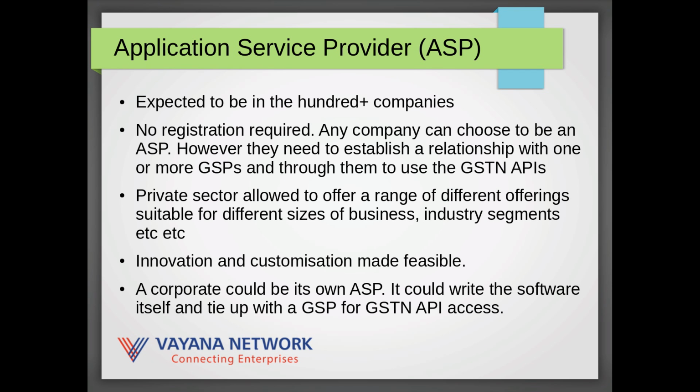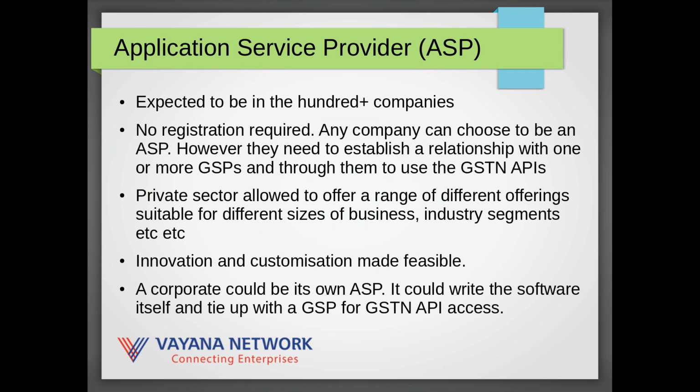Now let's talk a little bit about the ASPs. While GSTN offers an API and GSPs essentially allow the same API to be used by other ASPs, every ASP is expected to differentiate itself from other ASPs, and thus their offerings are likely to vary quite a bit between each other. One expects that there could be 100 plus ASP companies, and there is no basic registration requirement for ASPs. Any company can choose to be one.